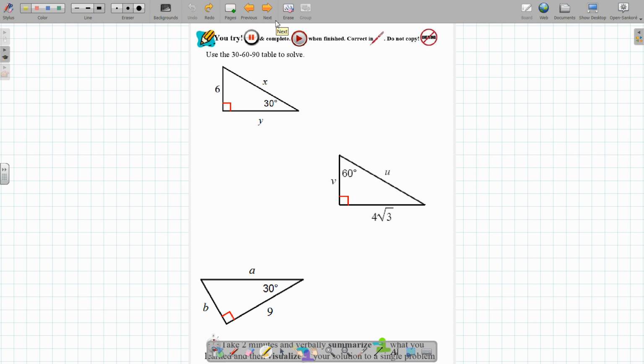This page you're going to do completely on your own using that table. Pause the video. Restart when you're done.